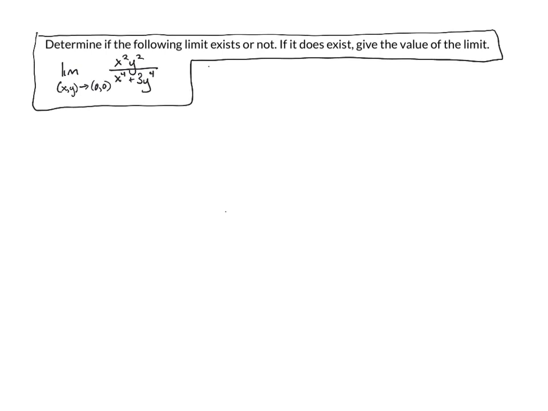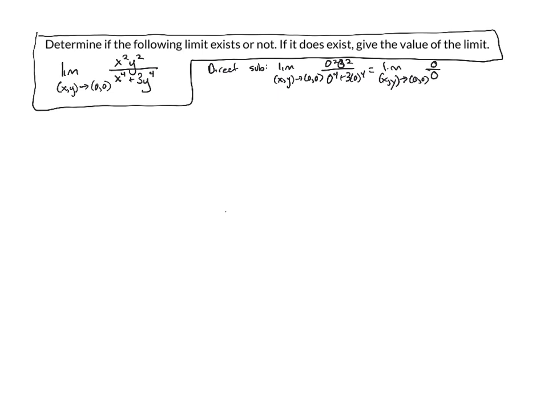All right, let's think about our first approaches when we see a limit such as this. It never hurts to start by just checking for direct substitution. I would simply plug in the values 0 for x and 0 for y, and that would give me 0 squared times 0 squared in the numerator and a whole bunch of zeros in the denominator, which effectively just turns into the indeterminate form 0 over 0.